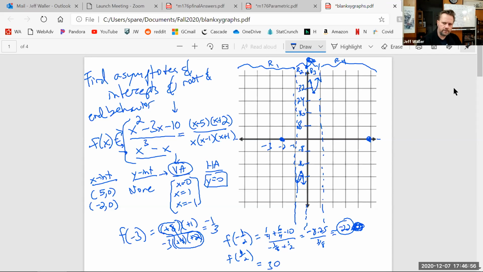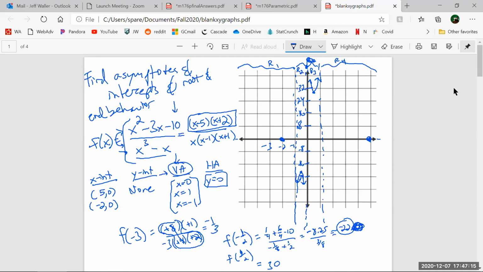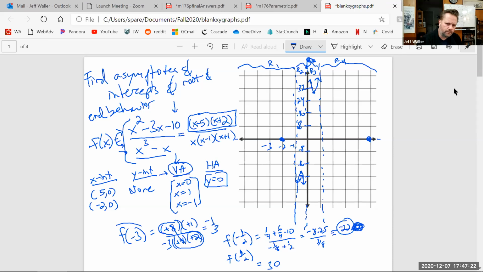And back here, so now we can plot this point. Negative 1/3 is what we got for negative 3. Now, this is where it gets really interesting. Now, stay with me. What's the multiplicity at the root negative 2? In fact, what's the multiplicity at both roots? 1. So it's going to go through or touch? Go through it. Go through. And it's supposed to be at negative 1/3, right?